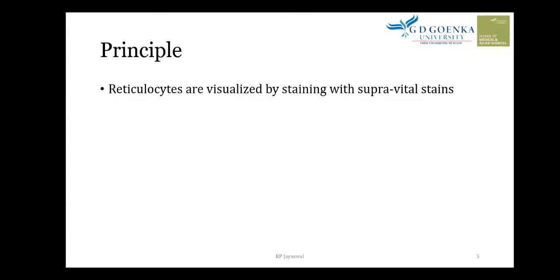Reticulocytes are visualized by staining with supravital stains. What is supravital stain? This stain is designed for staining live cells. Any cells which are live cells uptake the reagents, and the RNA that is present in the cell will be precipitated by the dyes present in the supravital stains.